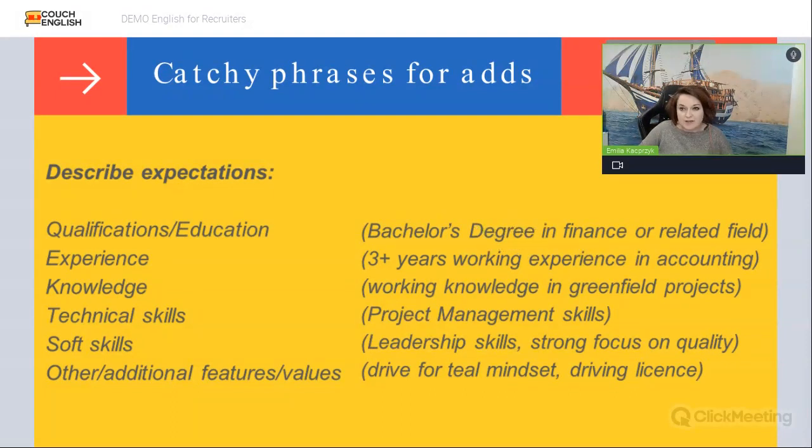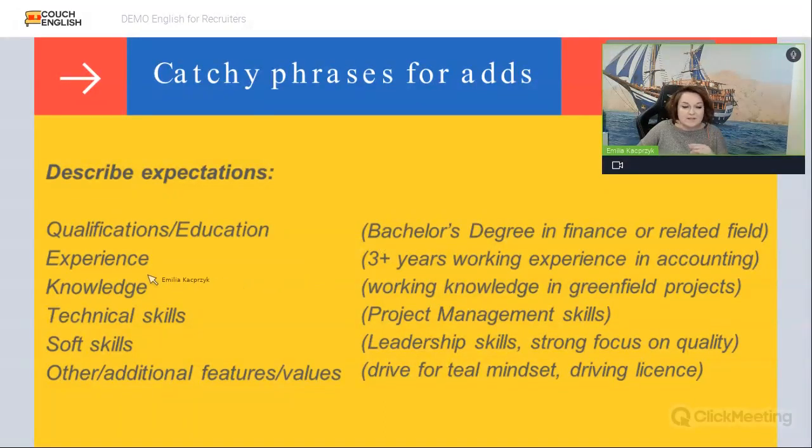So if I want to have a candidate with a specific educational background, I can say that I'm looking for a candidate who could have a degree in finance or a related field. So if it is something about accounting, or any other discipline, any other specialization which is connected with finance, I can say that I'm looking for a candidate with a degree in finance or related fields.